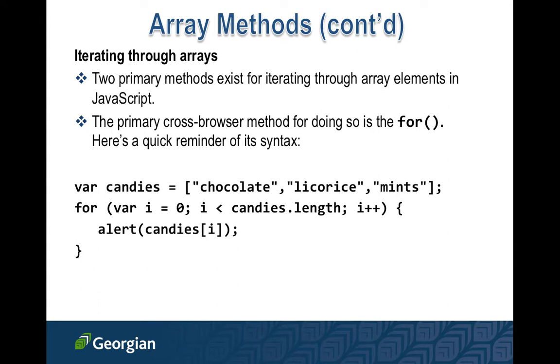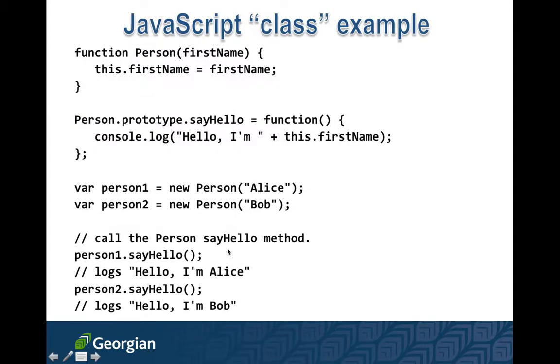Iterating through arrays is really important. We've tried this before, and you can use the for method to do that with the dot length. You want to go through the array length, so it's less than the array length. It'll iterate through the entire array. This is a very common methodology, right?